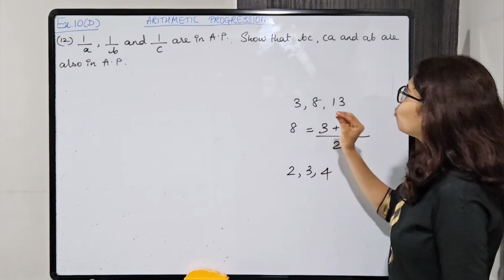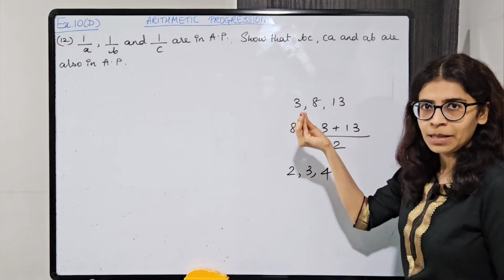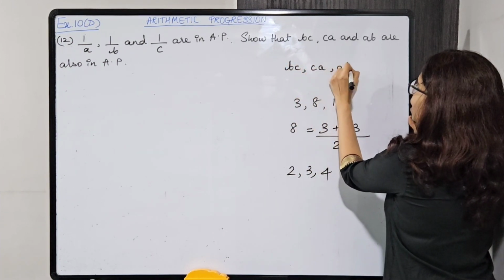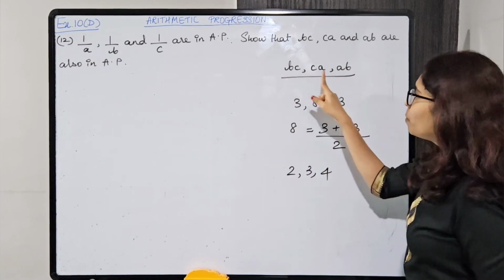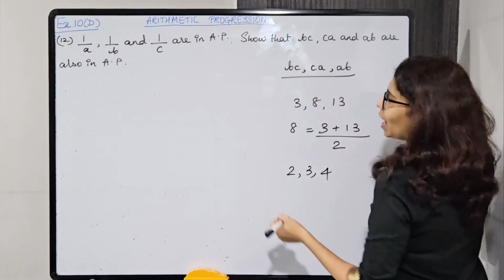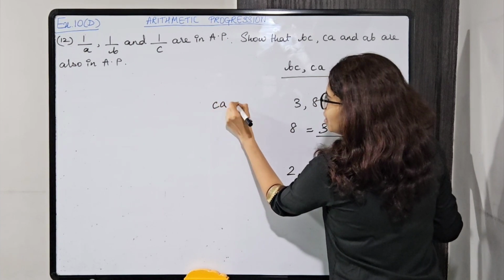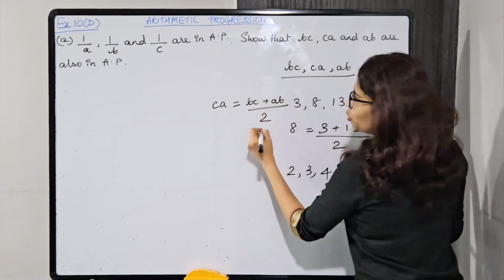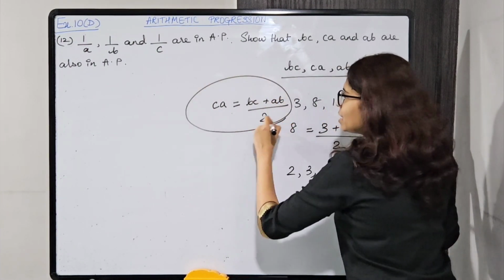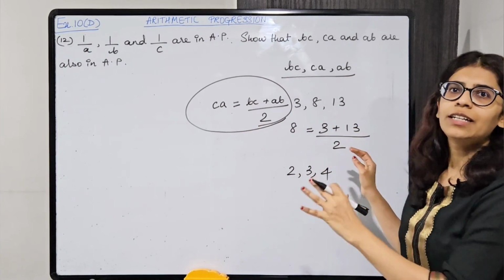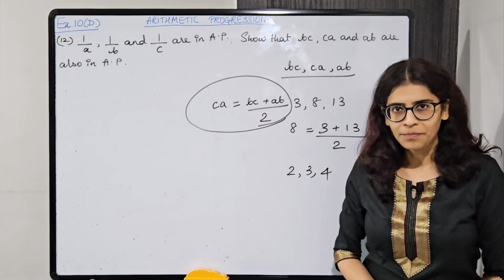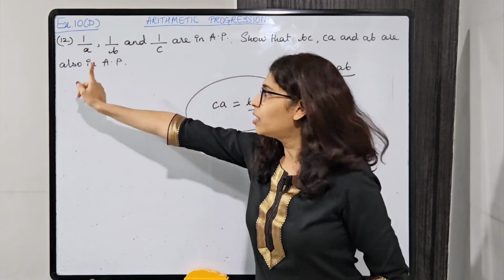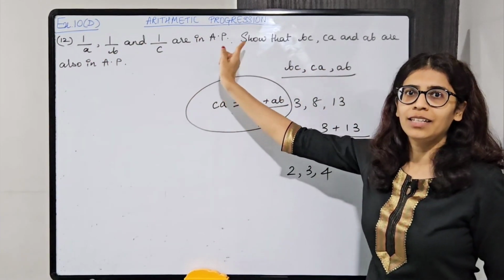Okay, so मुझे prove करना है ये 3 terms are in AP, therefore BC, CA and AB are in AP. ये prove करना है. तो middle वाला term कौन सा है? CA. So I need to prove that CA is equal to BC plus AB divided by 2. If I prove this, then it is proved that the 3 terms are in AP. Okay, so कैसे prove करेंगे ये? For that you are given this. You are given that 1 by A, 1 by B and 1 by C are in AP.